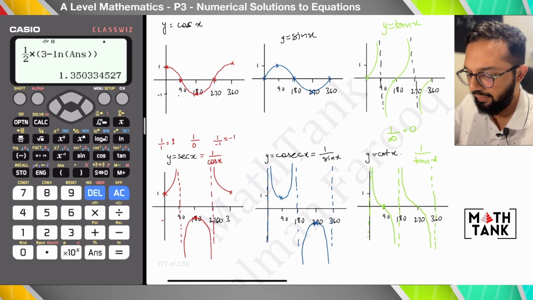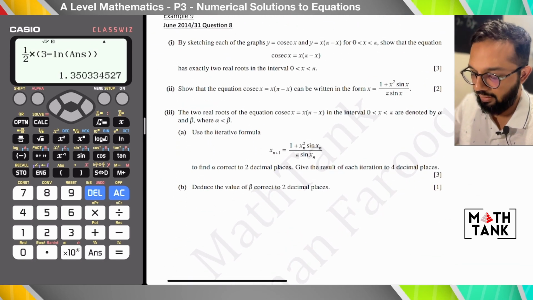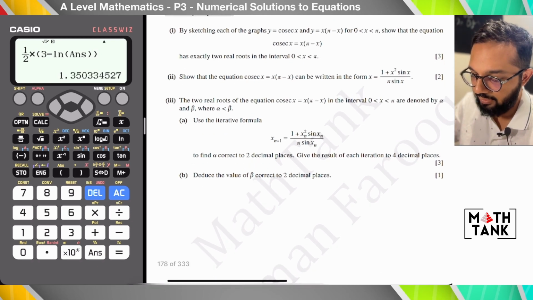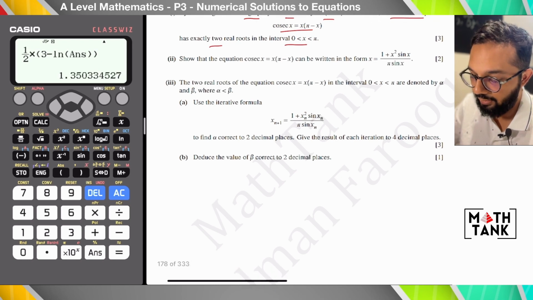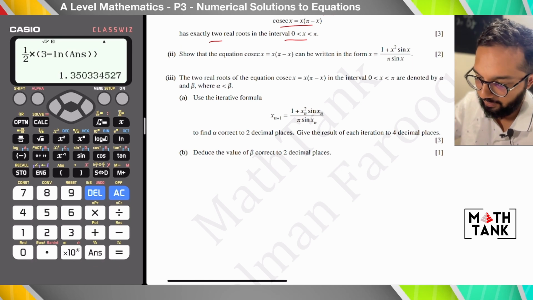Now, why are these graphs important? Because when you see this question, a lot of these numerical solutions questions will have this. It says by sketching the graphs of y equals to cosec x, and this, show that the equation this has exactly two real roots in the interval 0 to pi. So I know that I can draw the graphs from 0 to pi, which means 0 to 180.